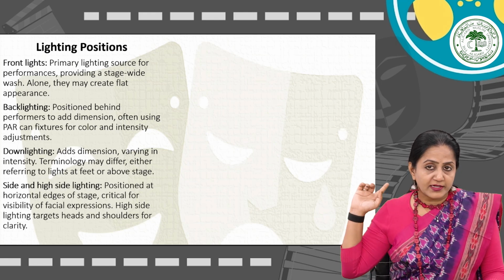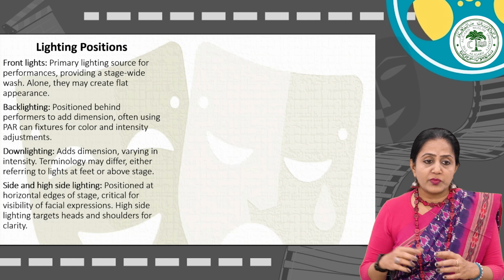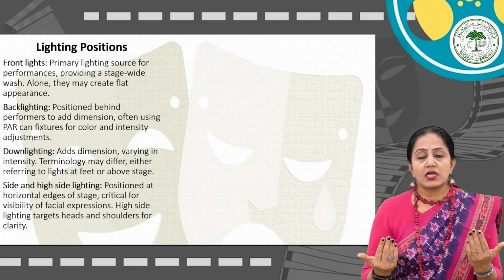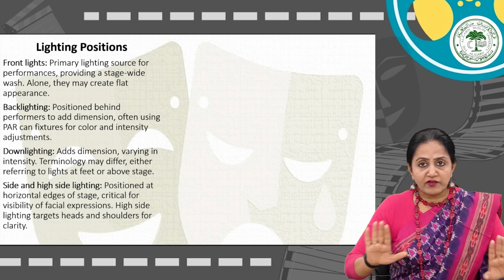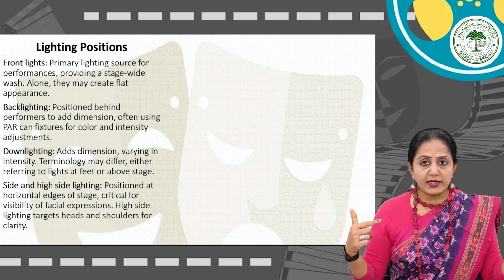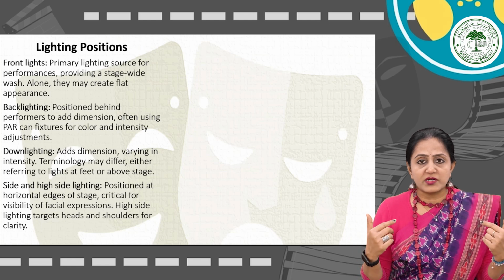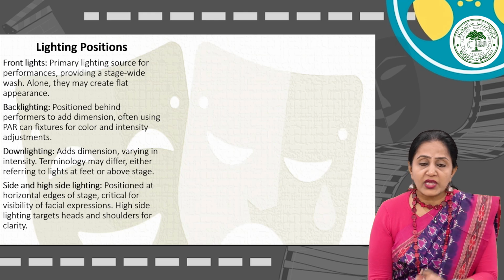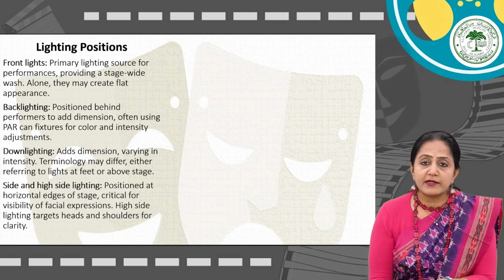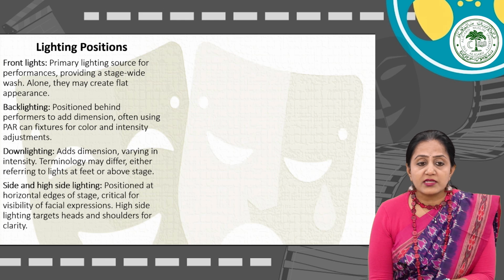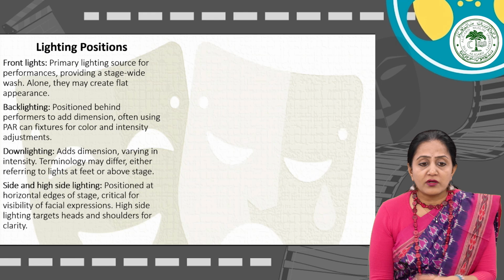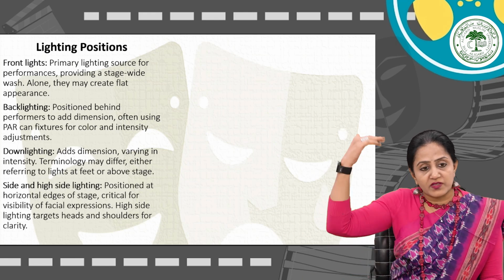Then backlighting, this is from the back, positioned behind the performers to add dimension. So when you have light from the front, it makes the performers look flat, but when you have light from behind, it adds dimension, and they are often using PAR can fixtures for color and intensity adjustments. Then there is downlighting, which adds dimension varying in intensity. The terminology may differ, either referring to lights at feet or light above the stage.